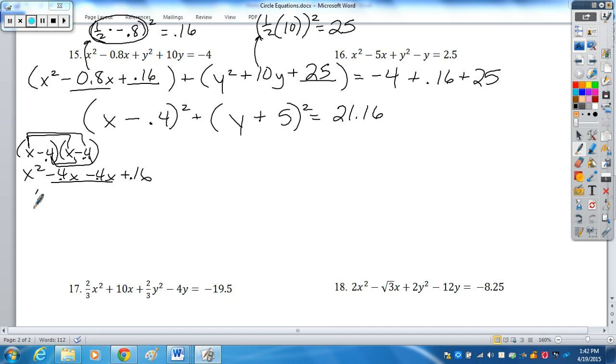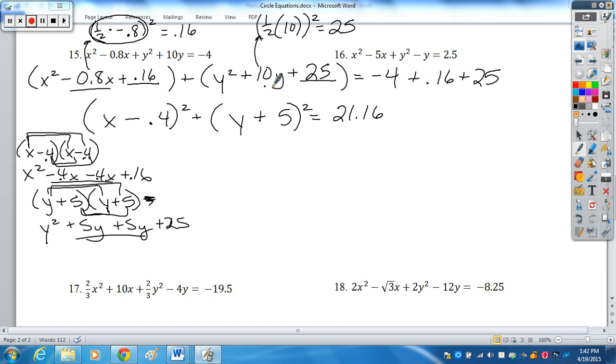And then we have y plus 5 and y plus 5. What does that equal? I'm going to put it down here. y times y is y squared plus 5y plus 5y plus 25. So we have plus 10y up there, plus the 25. We've got that there. We've completed our square correctly.